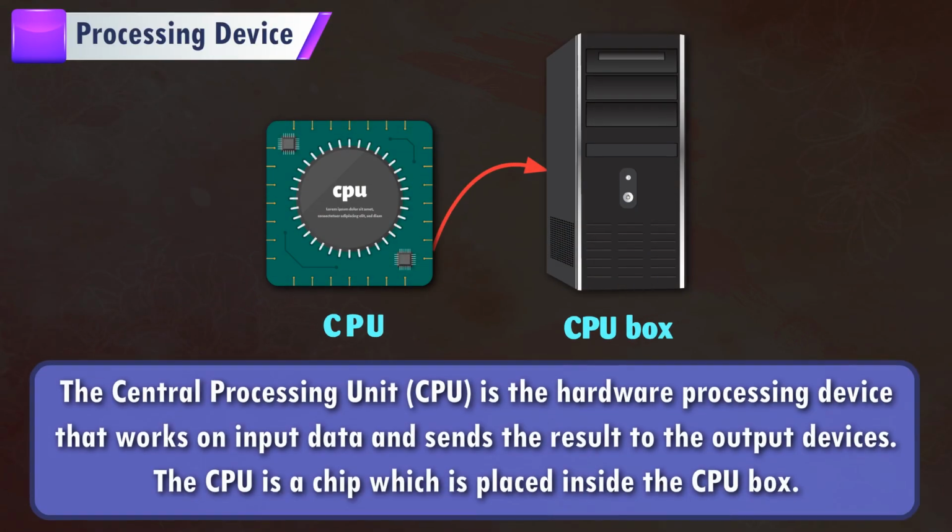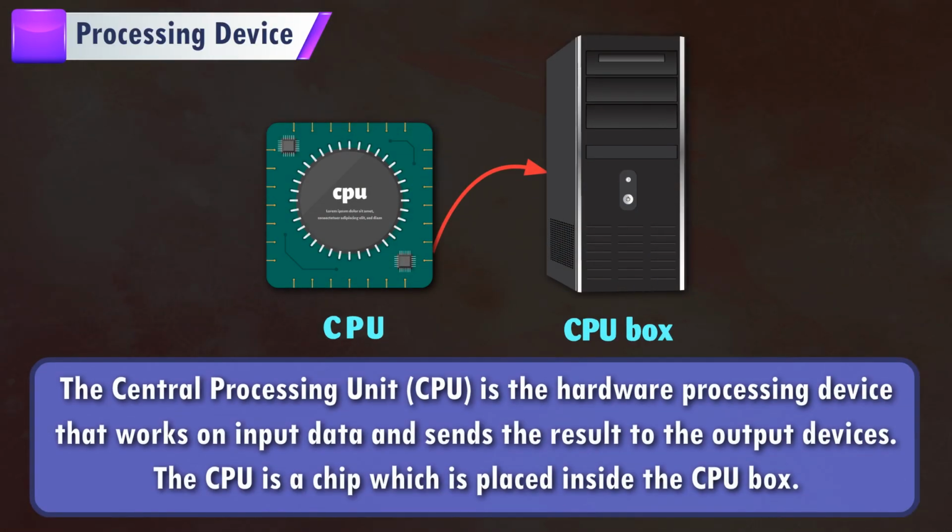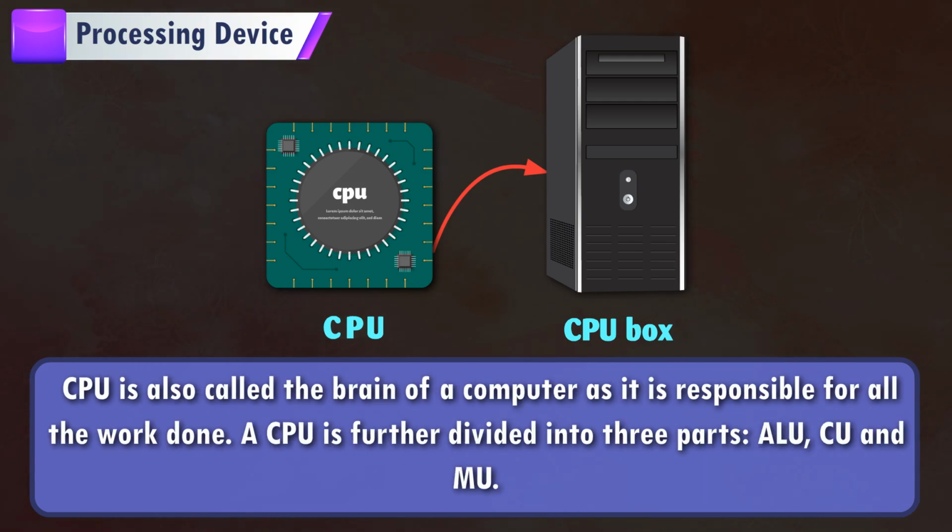Processing device. The Central Processing Unit, CPU, is the hardware processing device that works on input data and sends the result to the output devices. The CPU is a chip which is placed inside the CPU box. CPU is also called the brain of a computer as it is responsible for all the work done.